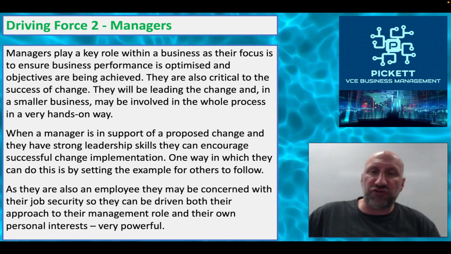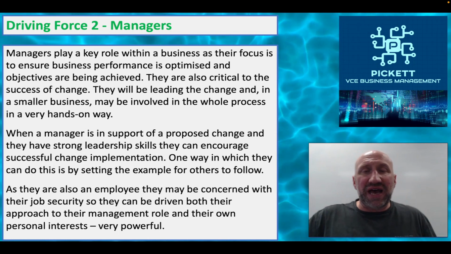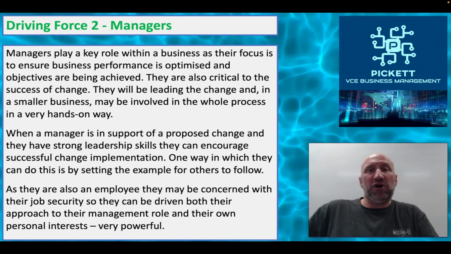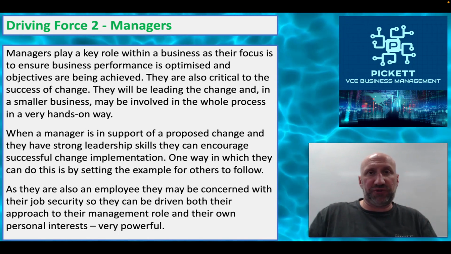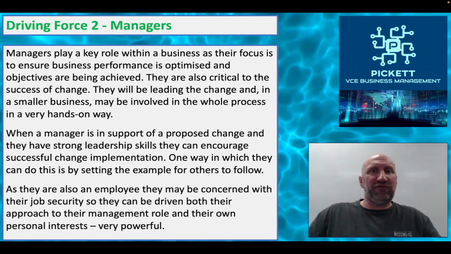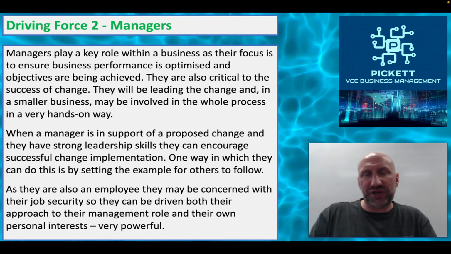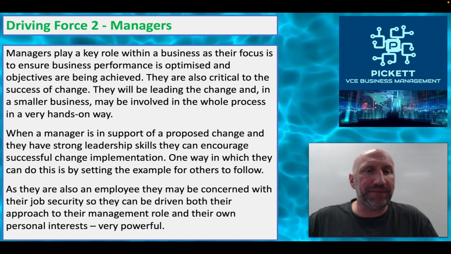Now, they are also critical to the success of change. They're going to be leading the change. In a smaller business, they might be involved in the whole change process in a very hands-on way. For larger businesses, top-level management might not be so hands-on. So again, it depends on what type of situation, what type of business we're talking about.